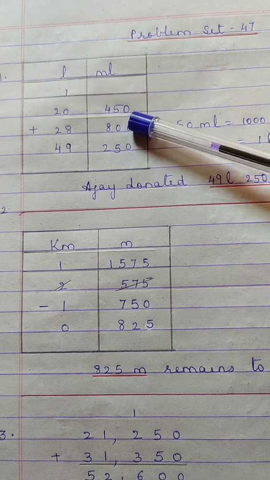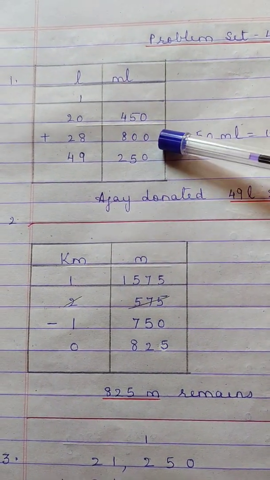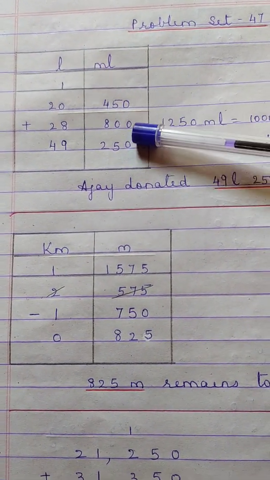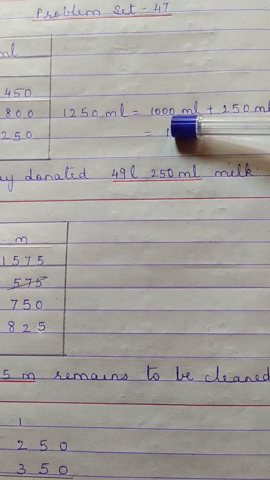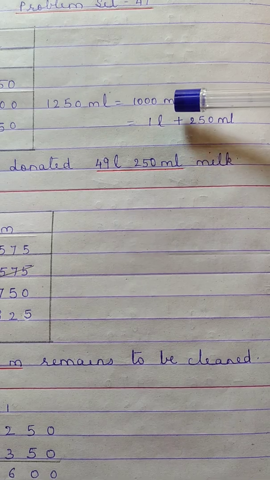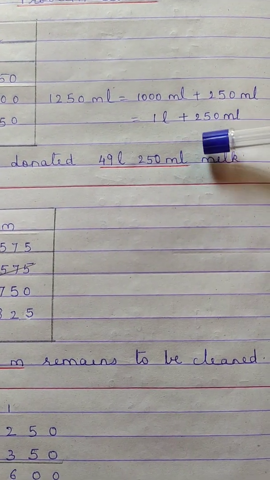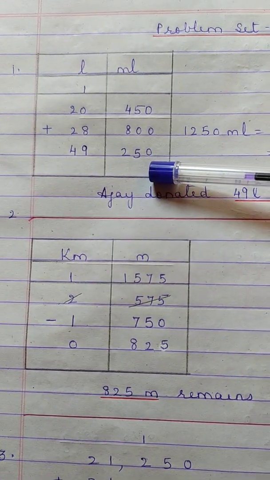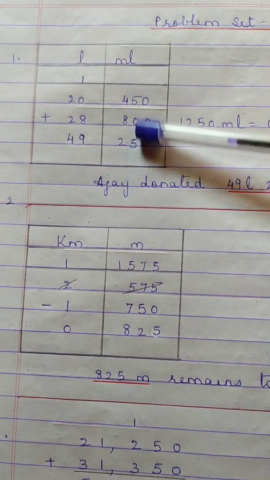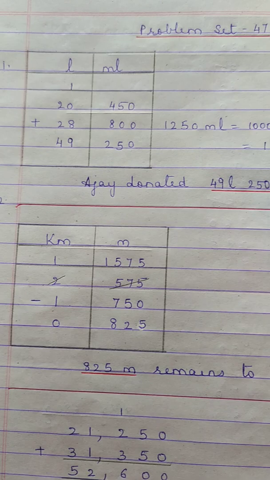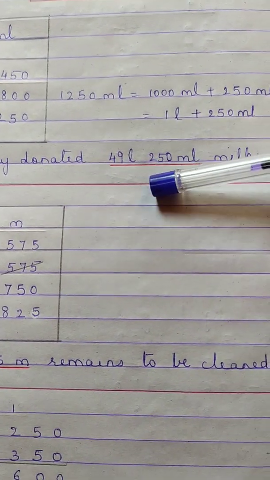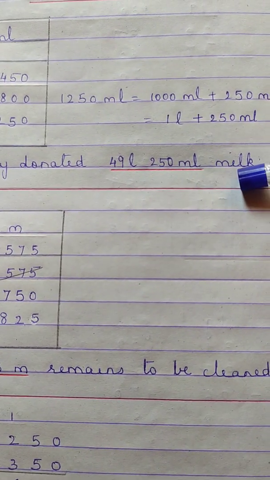Now, how much milk did Ajay donate? So in total you have to add. When I add the milliliter column, 450 plus 800 is 1250 ml. 1000 plus 250 ml. We know 1000 ml is 1 liter. So this 250 you write under the milliliter column. This 1 liter, carry it up. So 20 plus 1 plus 28 is 49. So Ajay donated 49 liters 250 milliliters of milk.